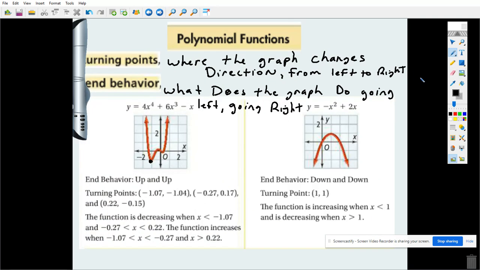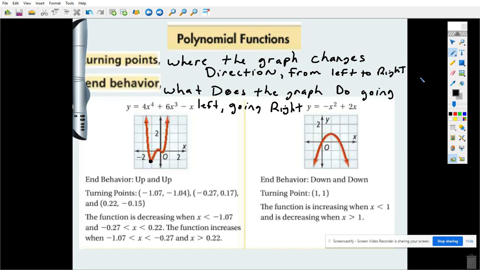Okay, so turning points of a graph. Then we're going to look at graphs and we're going to be asked where are the turning points and behavior and then functions increasing and decreasing. This is really kind of where it can get a little confusing, but make sure you stay with me on this.